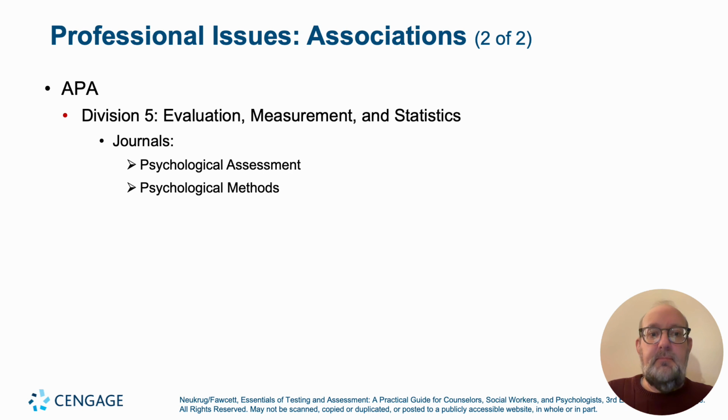We have APA and Division 5, which specifically speaks to evaluation, measurement, and statistics. And again, there are journals and articles that speak to psychological assessments and psychological methods of testing, etc.